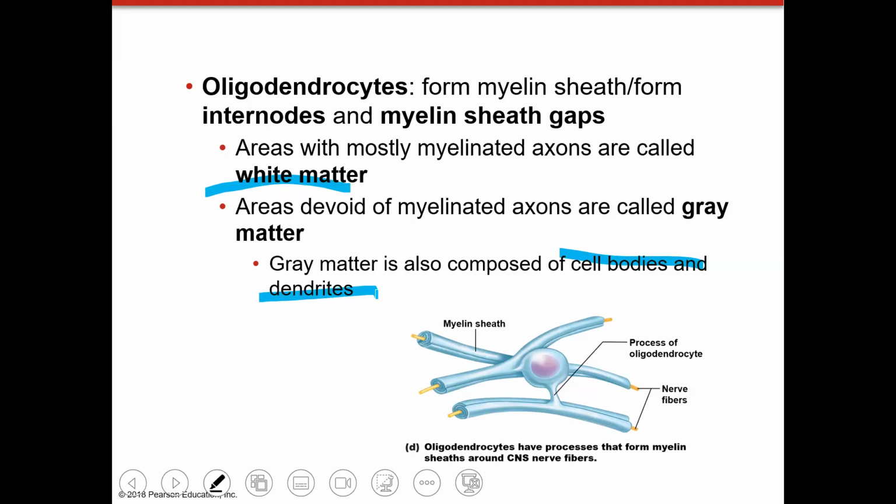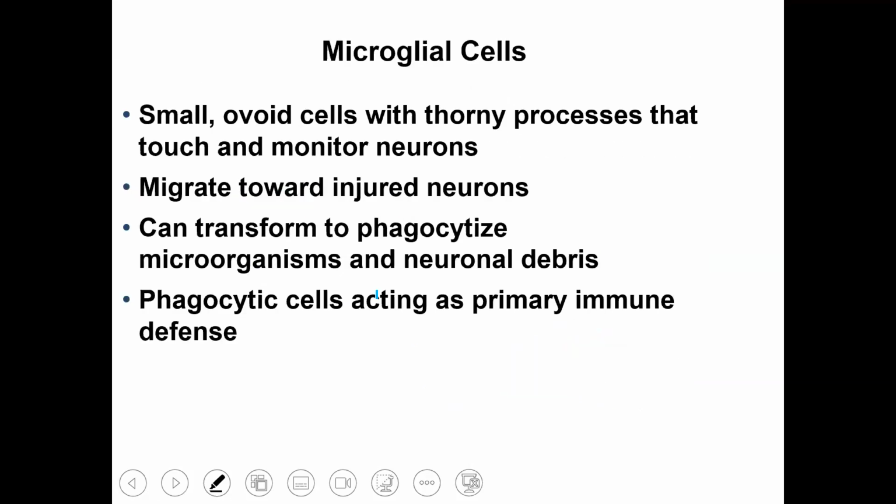We're going to talk about white matter. We're going to talk about gray matter. We'll talk about this again later. And white matter is the myelin, okay? And then the gray matter is the cell bodies and the dendrites.